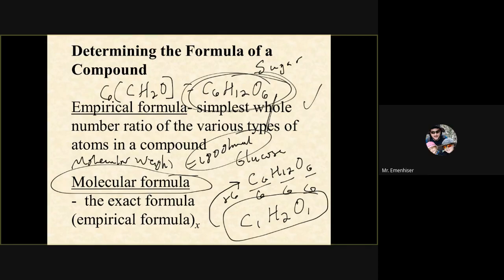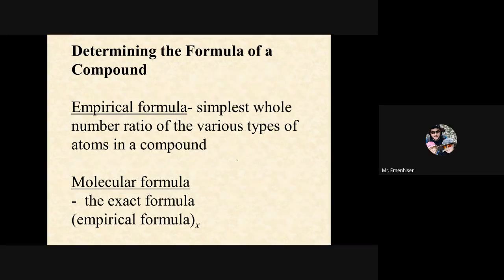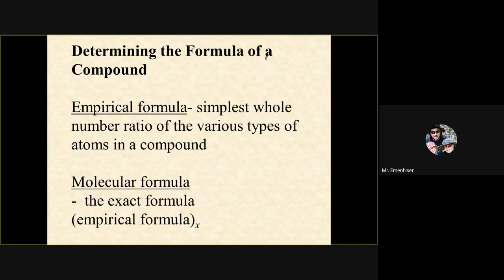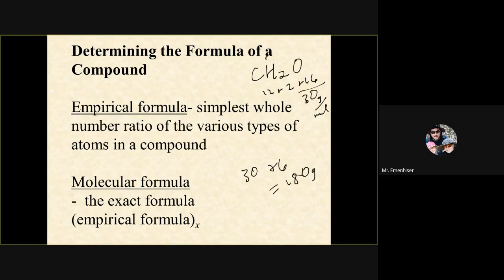Okay, let me show you another way. The formula is CH2O, right? Let's find the molar mass of that. That's carbon, which is 12. Hydrogen is 2. Oxygen is 16. That's 30. That's 30 grams per mole, right? Let's multiply that by 6. 30 times 6, we get 180, right? Yeah, 3 times 6 is 18. So we get 180 grams per mole.